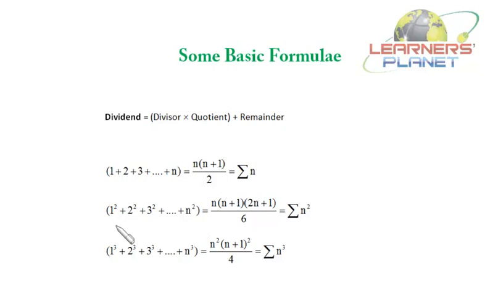Similarly, the sum of squares of the first n natural numbers, that is 1^2 + 2^2 + 3^2 till n^2, is n(n+1)(2n+1)/6. Similarly for cubes, 1^3 + 2^3 + 3^3 till n^3, we should memorize the formula n^2(n+1)^2/4.